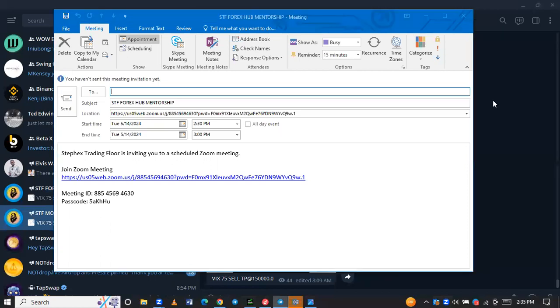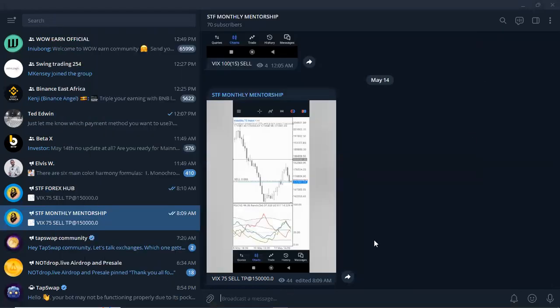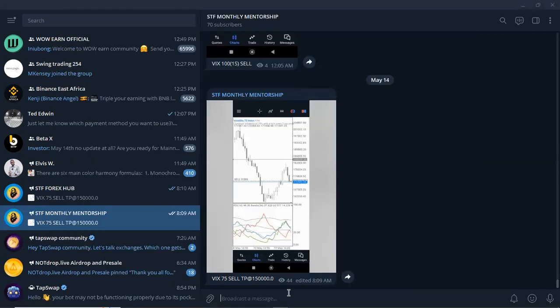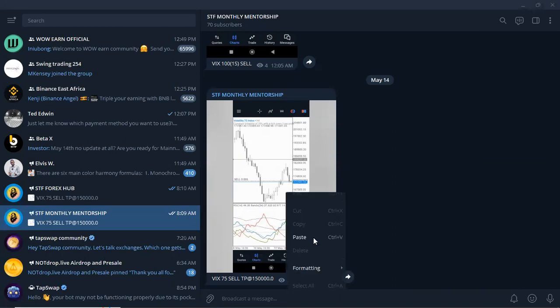Only that I cannot be able to post it. Let's see whether you can post it here. You can see that you can post it right away. Just a moment. You can post that trade. It is a USD CAD sell. So just post the chart.